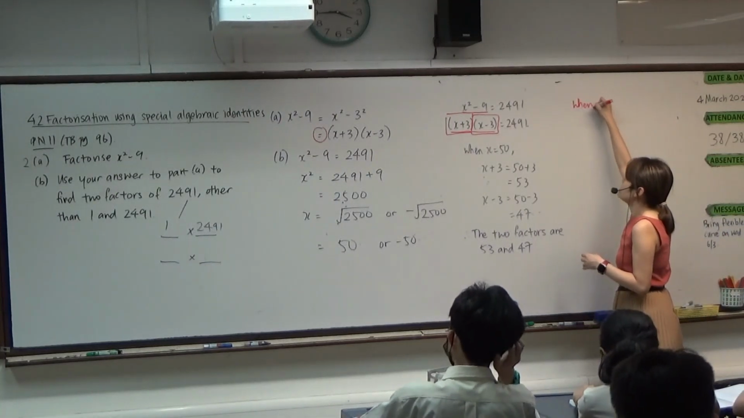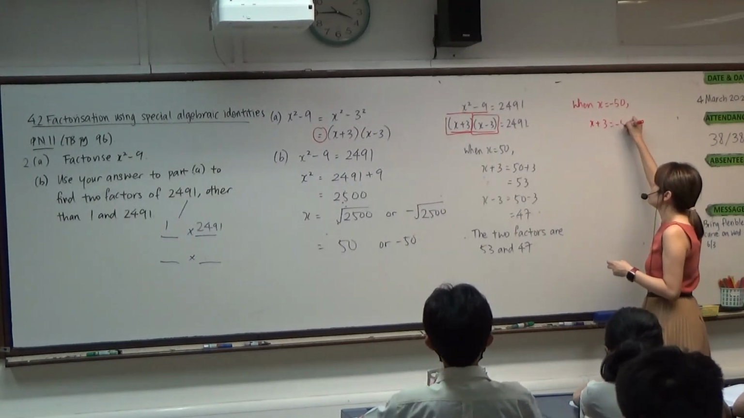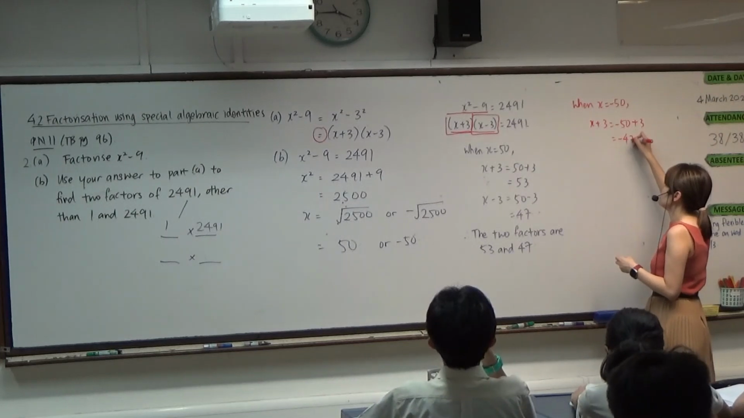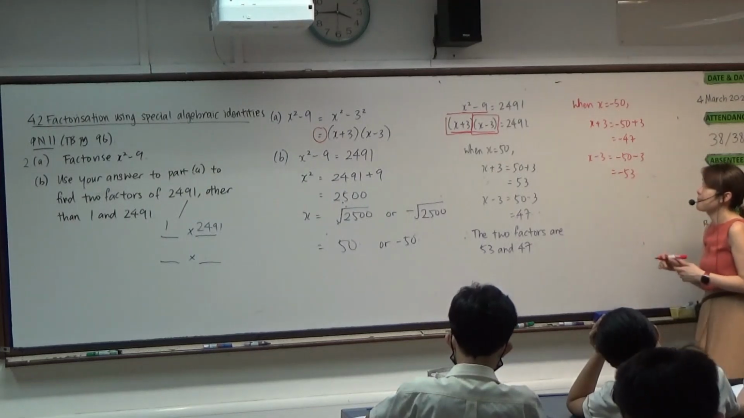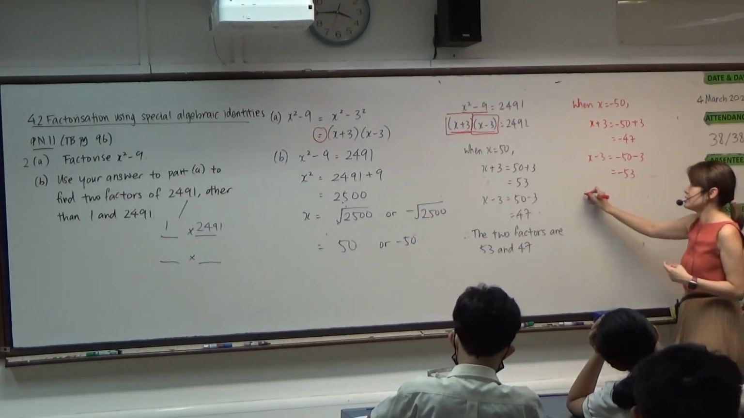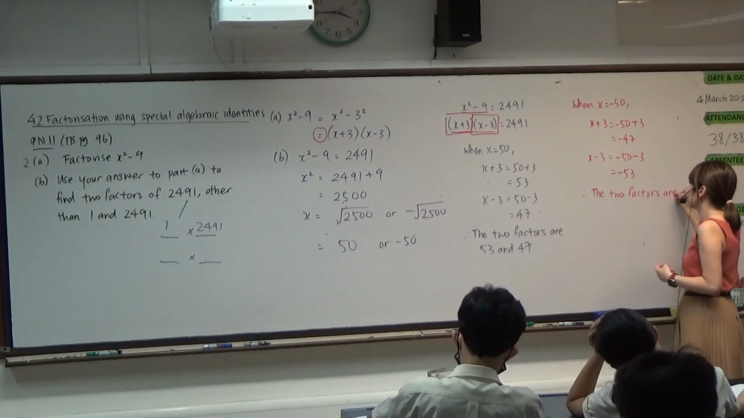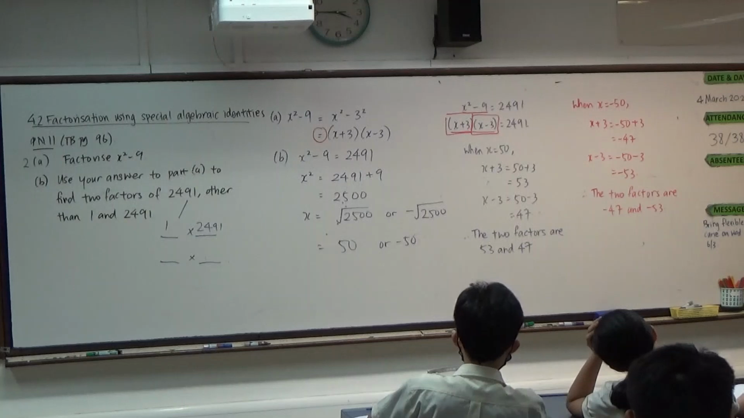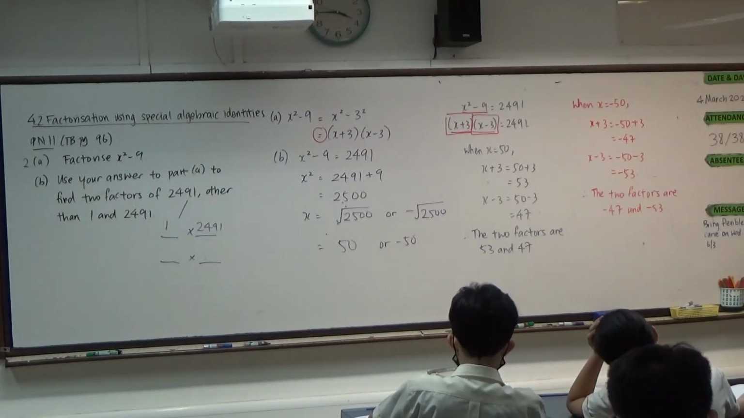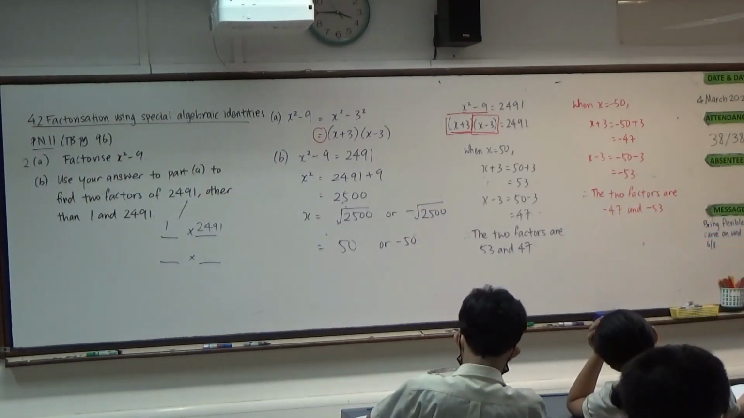If you want to consider x equals negative 50, then x plus 3 will be negative 47, and x minus 3 will be negative 53. Then with this, the two factors will be negative 47 and negative 53. So this can be one set of solutions as well. You just have to give me one of the sets, since you're only looking for two factors.